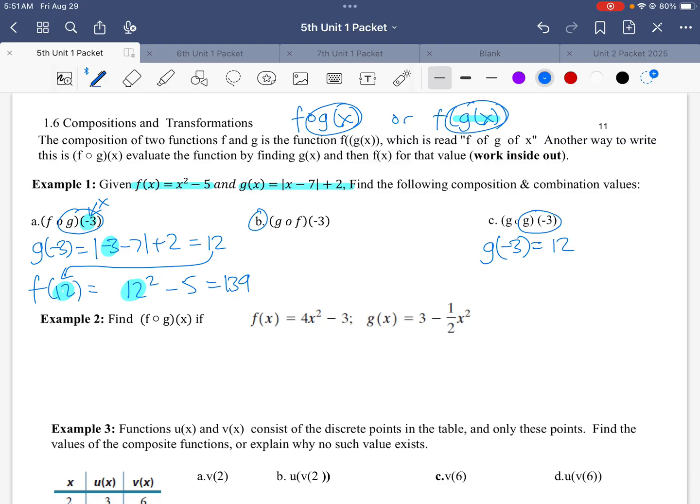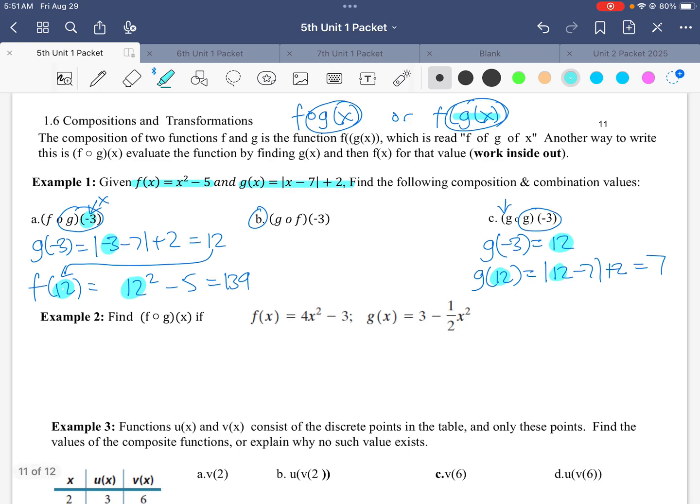And then we take that answer and we plug it into g. So we're going to do g again of 12. All right, so g is absolute value, so absolute value of 12 minus 7 plus 2. And when you calculate that, you get 7. I expect to see your work on here. Again, you take your answer and you plug it in as x.